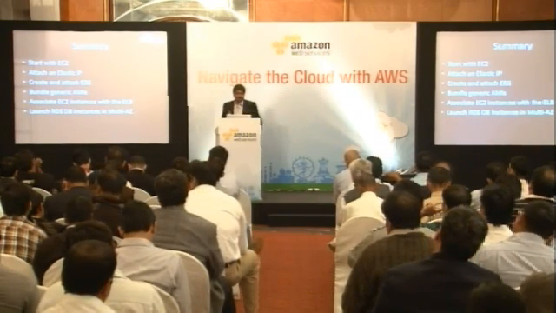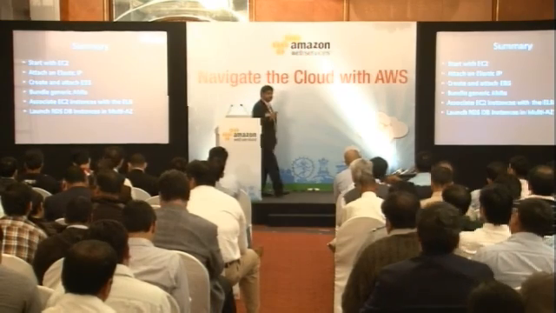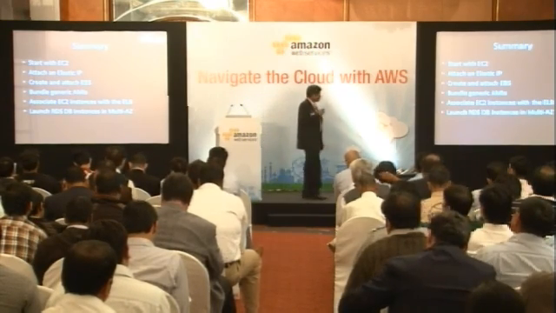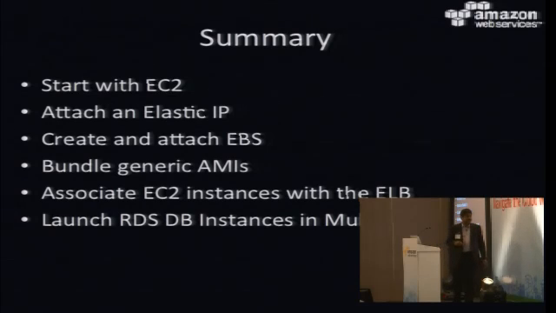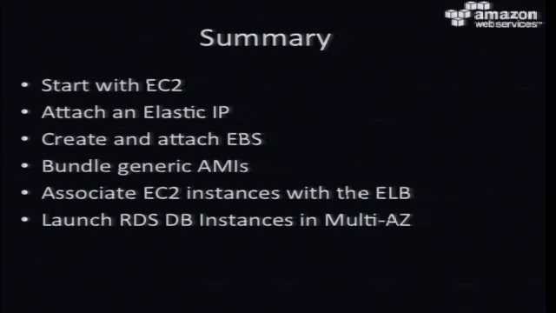Then go for an elastic IP. Don't forget to create and attach an elastic block store, extremely critical. Then learn how to bundle generic AMIs and deal with the instance metadata. If you are scaling out and you have a lot of traffic coming in, you can associate EC2 instances with ELB and enable health tracking and routing the traffic appropriately. And if you are dealing with RDS, don't forget to launch it in a multi-AZ mode.